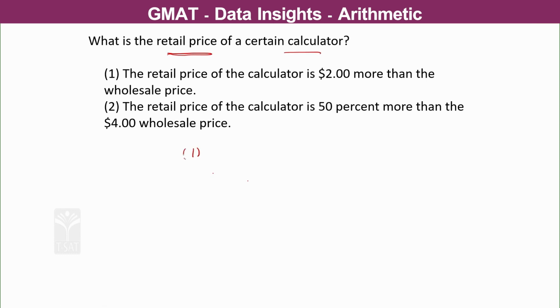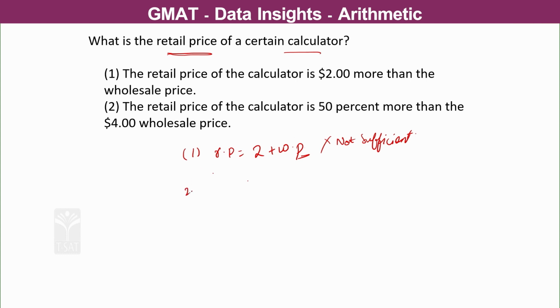So, statement 1 is telling us that the retail price is equal to $2 more than the wholesale price. But here we do not know anything about the wholesale price, so we cannot calculate the retail price. Therefore, this information is not sufficient.